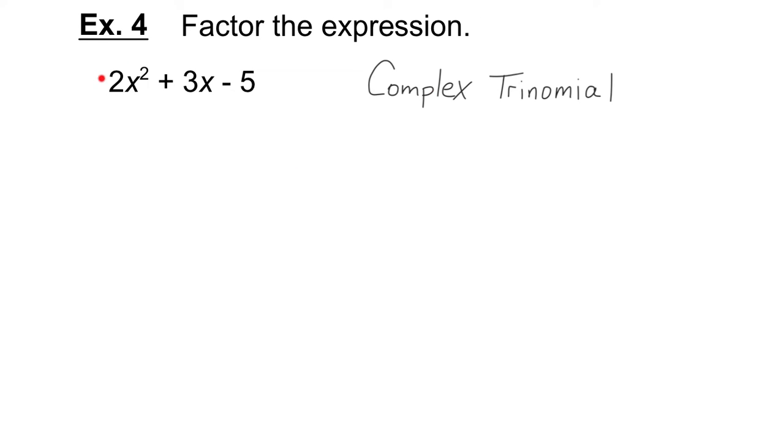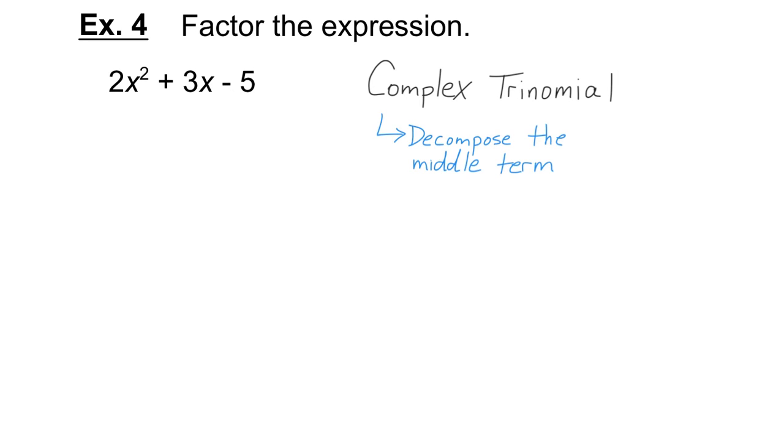Now, this next example is an example of a complex trinomial. The reason I know it's a complex trinomial is because I always look for common factors first. There is no greatest common factor of 2, 3, and 5. So now I look, is it a simple trinomial? Well, it's a trinomial, but it's not simple because the coefficient in front of the x squared is not 1. Because it's not 1, this means it's complex. We're going to have to do a little more work to factor this expression.